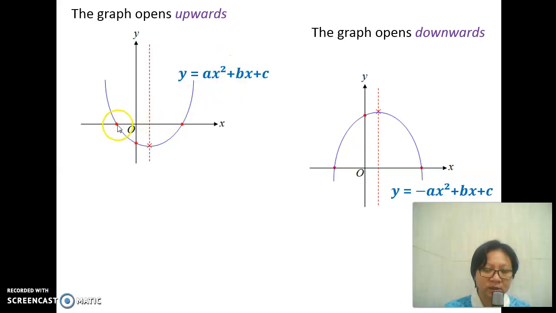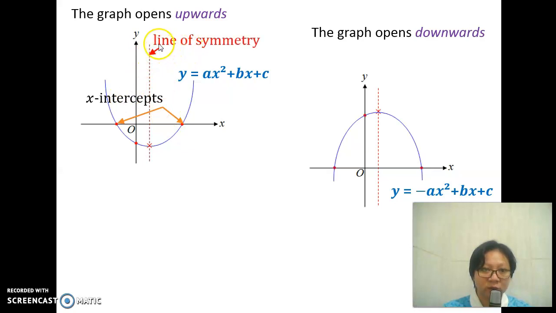Okay, let's learn about the parts of the graphs here. There are these 2 points here. We call these x-intercepts. It is when the graph cuts the x-axis. The other name for x-intercepts is root. So this is the first root, the second root.